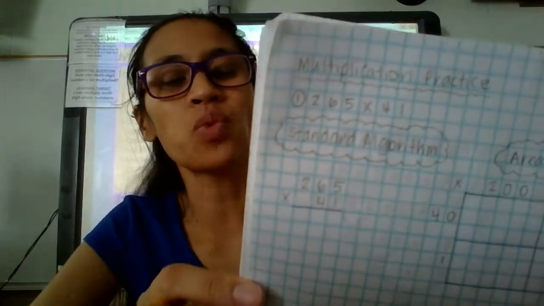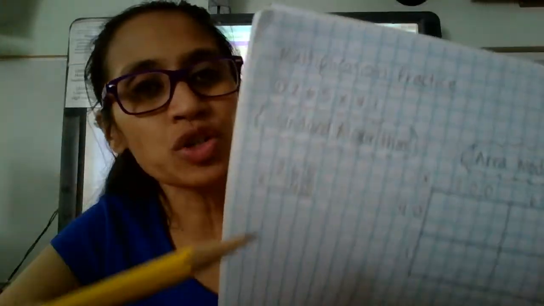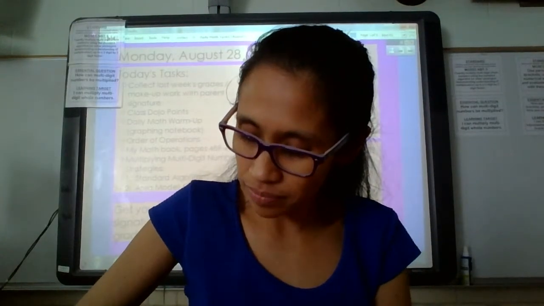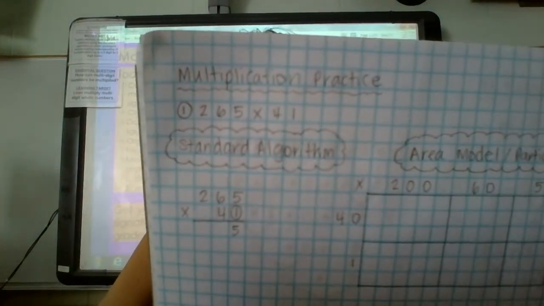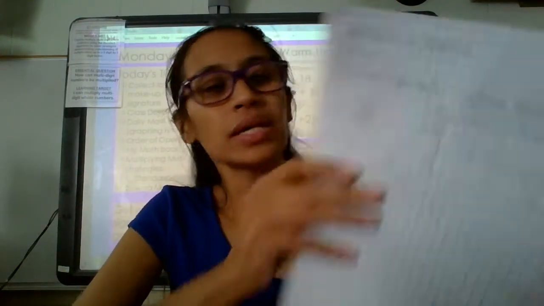265 times 41. What do we multiply first? We multiply that 1 first, so I am going to go ahead and circle that right there so you can see that. I'm going to do this step by step. So we're going to do 1 times 5, which is 5. So I'm going to write that 5 down. And then what do we do next? 1 times 6, which is 6. Write that down. Bam, just like that. And then we do 1 times 2, which is 2. Write that down. All right.